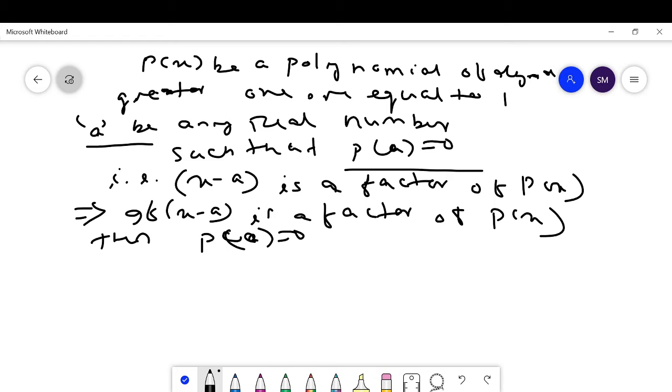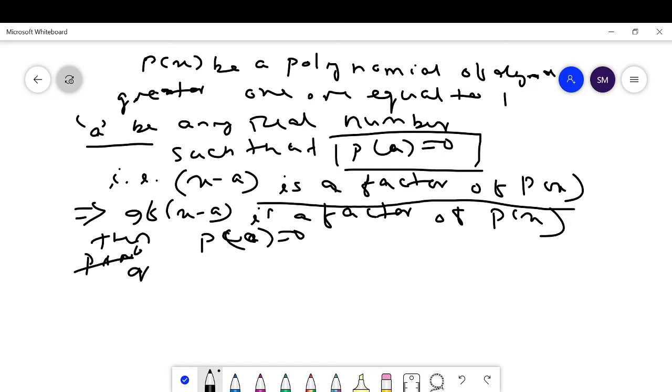We have to prove this. We have to prove the factor theorem, that x minus a is a factor of P(x) when P(a) is equal to 0. Let Q(x) be the quotient by division.